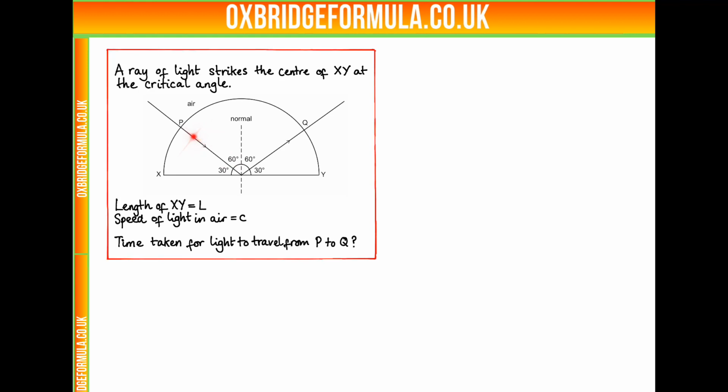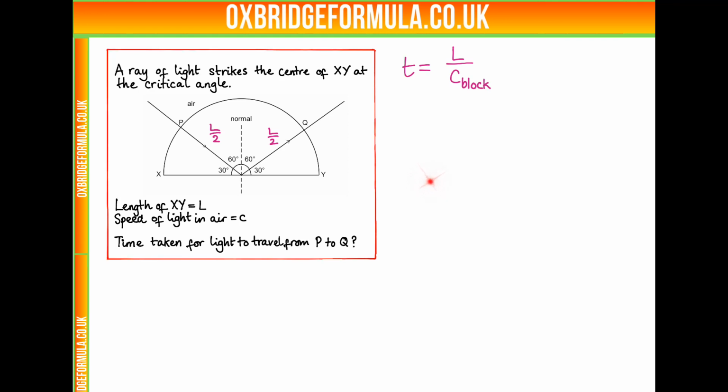So in order to get the time from P to Q, we need to know the distance, which would be L over 2 and L over 2, that's L, and then divide that by the speed of light in the block. Because T equals L over c block. So how could we find c block? What type of question is this that could help us deduce what c block is?